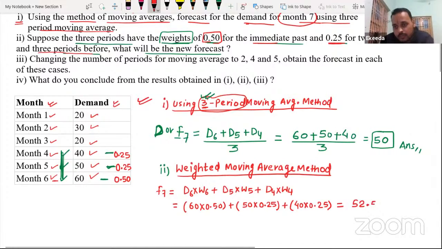Okay, this much of metric tons. Because in the question they have said that the demand is in metric tons, so 52.5 metric tons. So this is the answer of the second question.